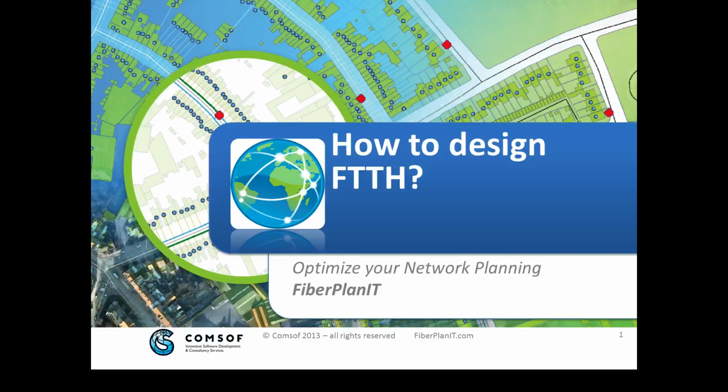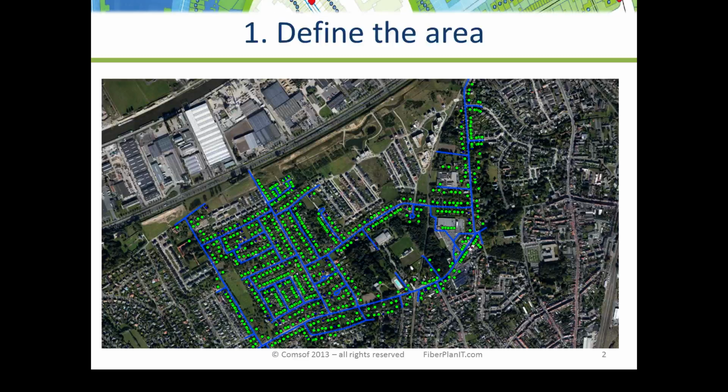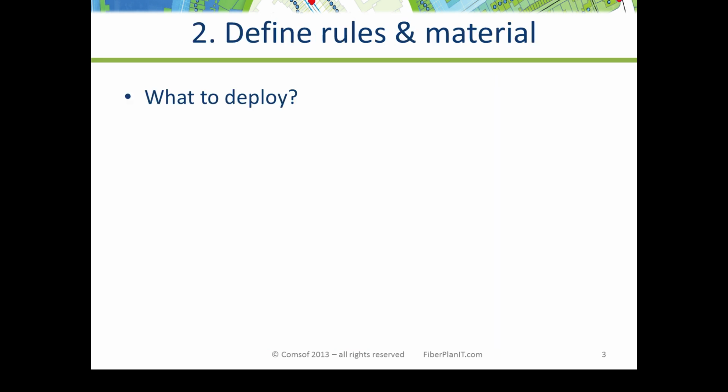How do you design a fiber to the home network? First of all, you need to define the area, which means you need to know which buildings need to have a fiber to the home connection and which roads you can follow to deploy the cables of this fiber to the home network. You also need to know the rules and material of your fiber to the home design.